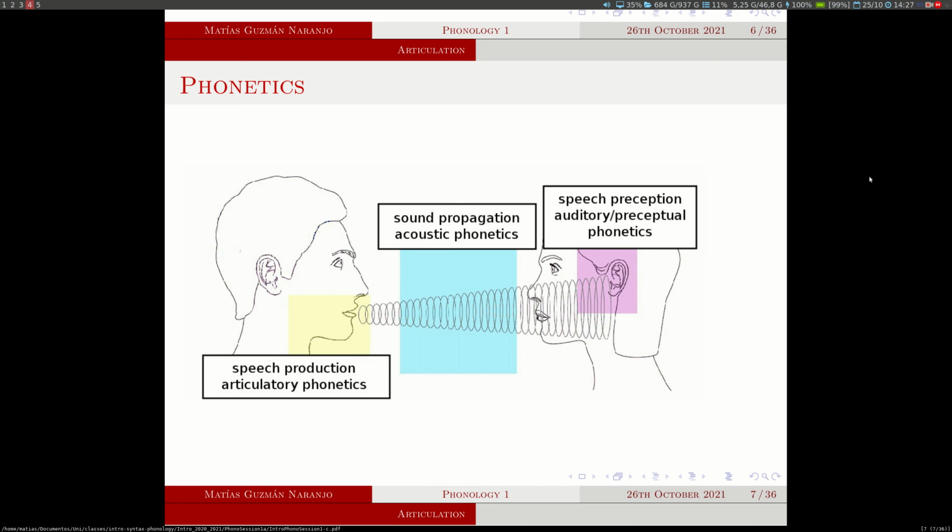This is a very simplistic and basic model of how communication works. You see we have a speaker, they produce the sound, then you have a medium, which is usually the air through which sound waves propagate, and then they reach the hearer, and the hearer interprets the sound.